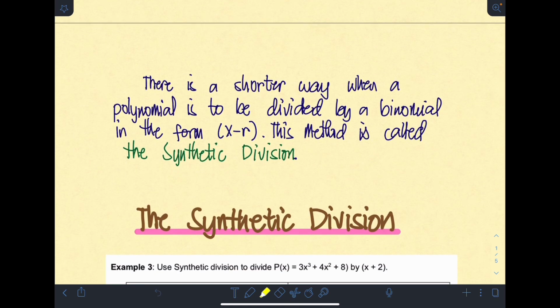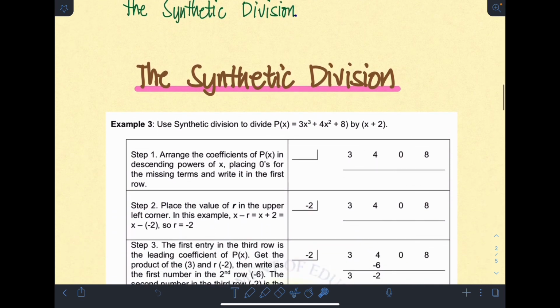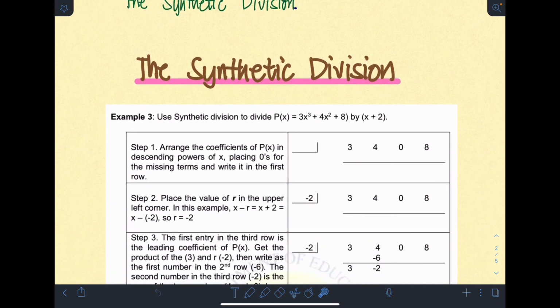There is a shorter way when a polynomial is to be divided by a binomial in the form x minus r. So this method is called the synthetic division method. So what is this synthetic division method all about, and why not use this method earlier in the discussion?